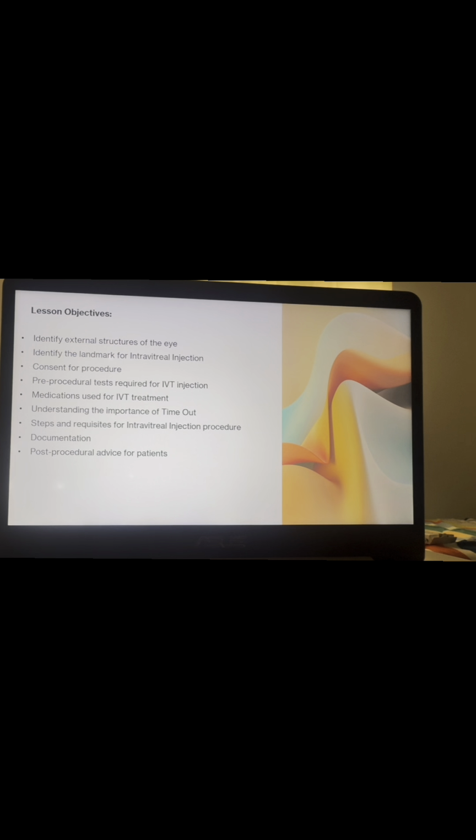So the lesson objectives for today: we shall identify the external structures of the eye, the landmark for IVT injection, the consent for the procedure, pre-procedure tests required for IVT injection, medications used for IVT, and understand the importance of timeout, steps and requisites for the IVT procedure, what to document, and also the post-procedure advice for patients.